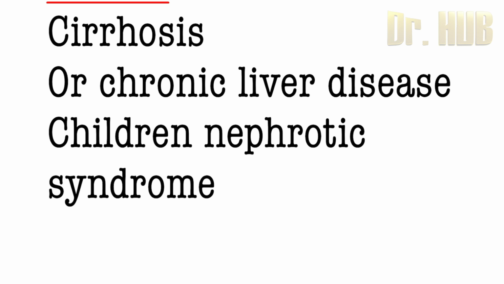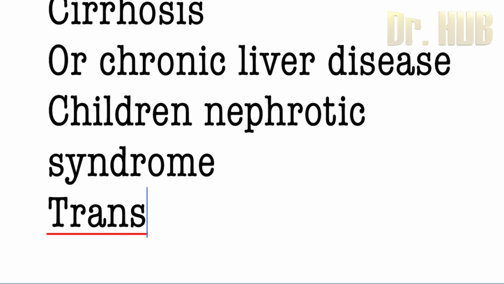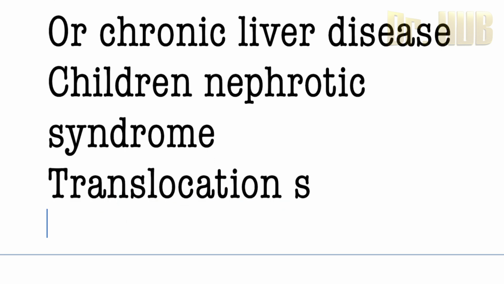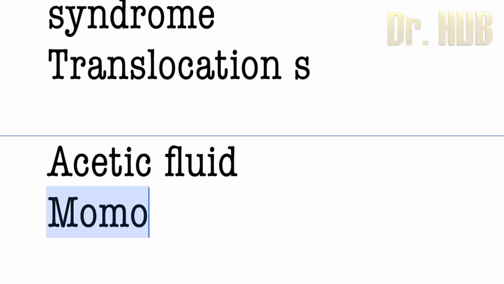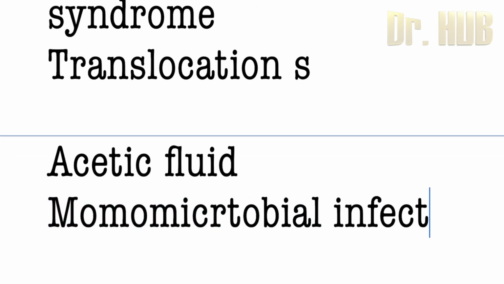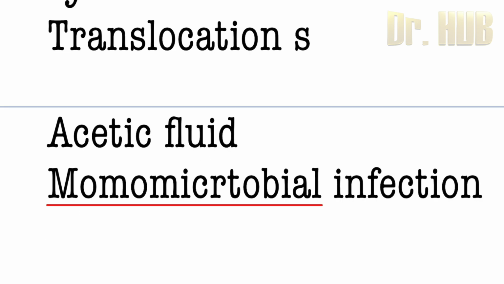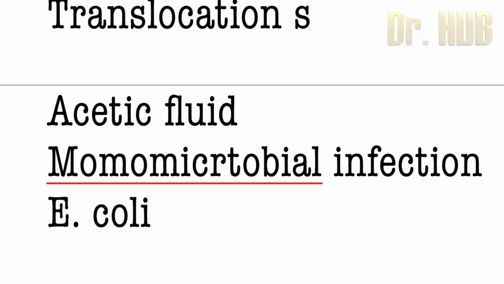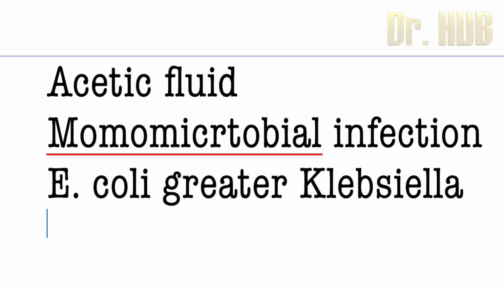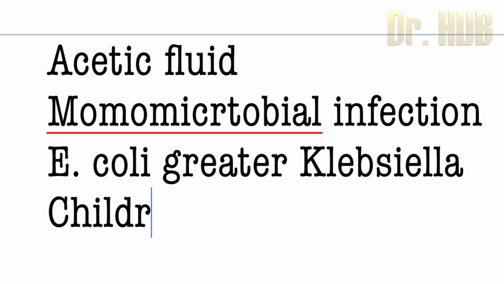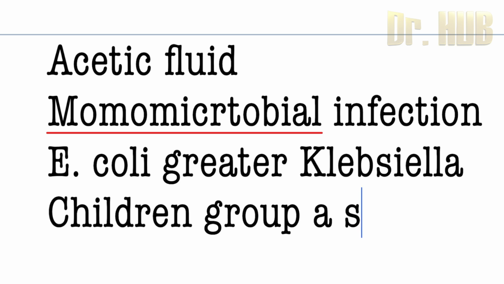The pathophysiology involves a translocation of bacteria from the gut to the ascitic fluid. Usually there is a monomicrobial infection. The most common organism in adults is E. coli, which is greater than Klebsiella. The most common organism in children is group A Streptococcus.